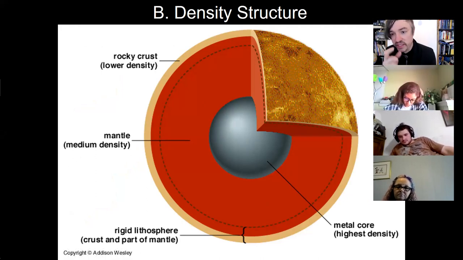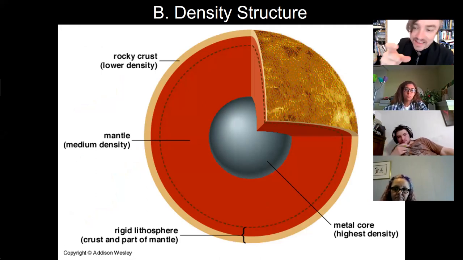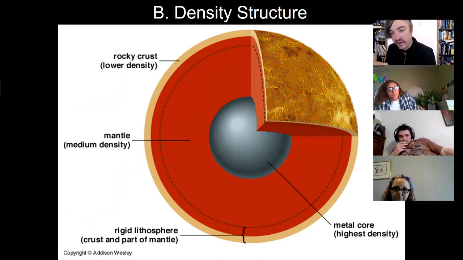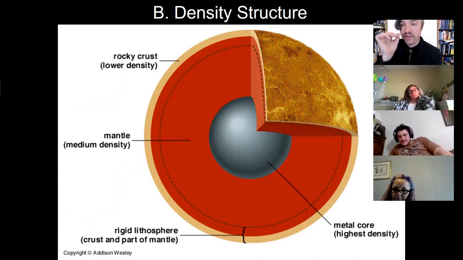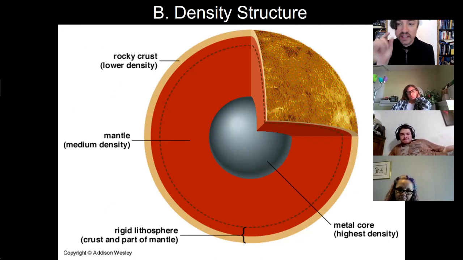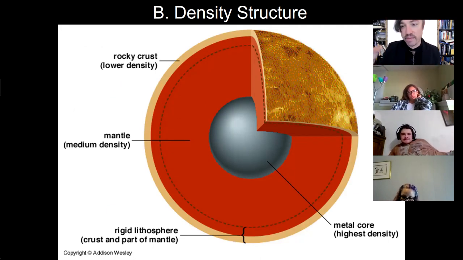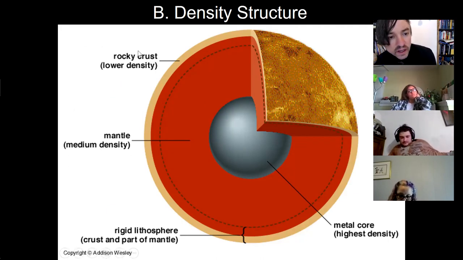When you model the interior of Earth like this, you're doing it based off density. And density, we have already learned, is a tracer of chemical composition. Every atom on the periodic table of elements has a unique density, so measuring the density of something is akin to describing what it's made out of. The rocky crust of Earth is low density. The mantle has a medium density, and the core has a high density.